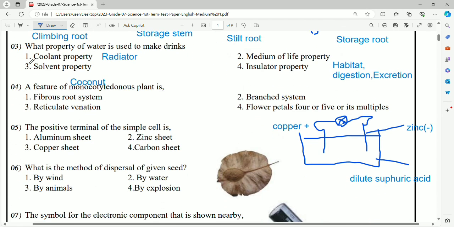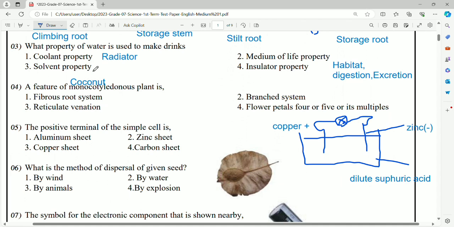Then let's move to question number 3. What property of water is used to make drinks? There are 3 properties of water we have to remember: water is a solvent, water is a coolant, water is a medium of life.